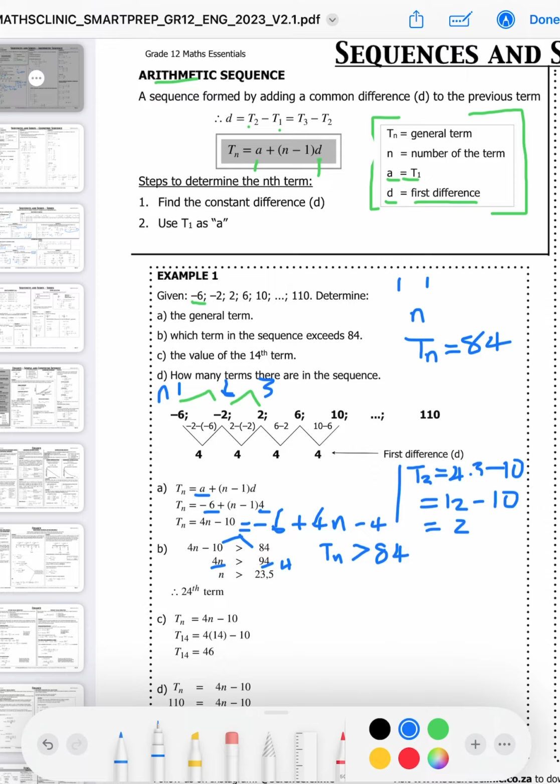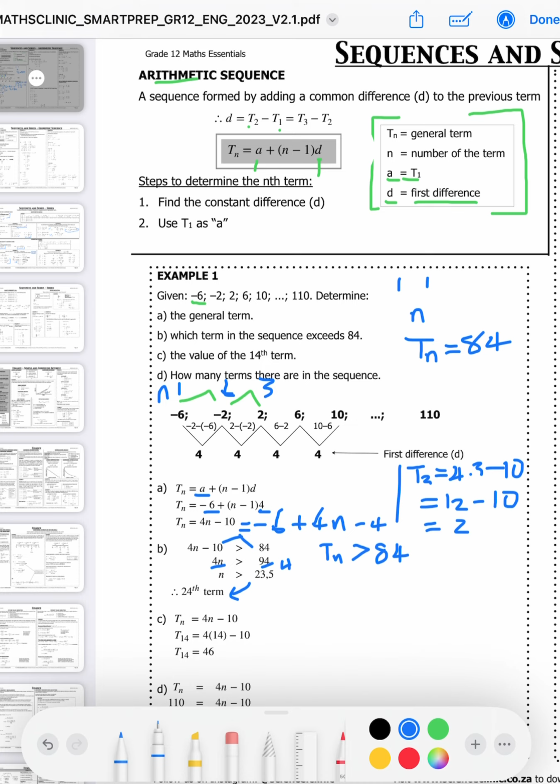So this is which term in the sequence? It's term number 84, because it's term number 24, because to find 84 we must be at 23.5. We must be at greater than 23.5. So yeah, but just note that n represents a term number.